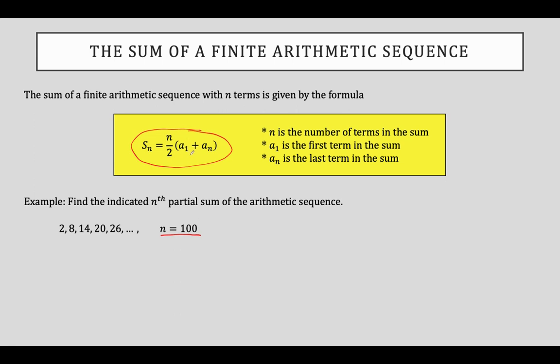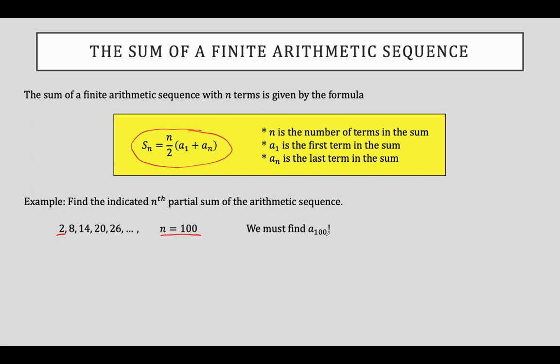We must know a1, which is going to be the first term in the sum, and the first term in this particular sum is going to be 2. That's the first term that we are going to be adding together. And we must also know an, that is the last term in the sum. Well, we don't have the last term in this particular case, but we are going to have to find it. We must find the 100th term of the sequence.